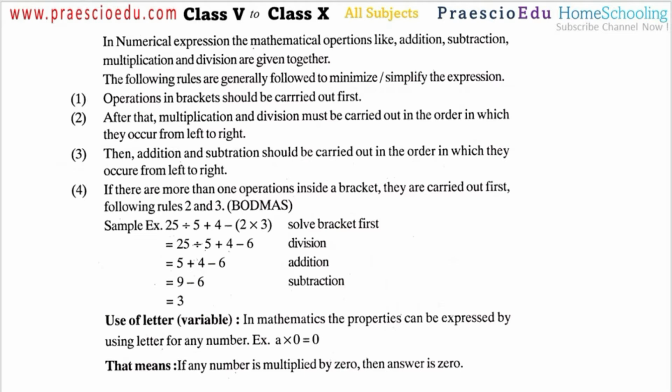Okay, so the numerical expression, or we can say the algebraic expressions. Algebra is a totally numericals, and from the word algebra, this word algebraic expression is formed. So a numerical expression is made of mathematical operations like addition, subtraction, multiplication, and division. As we know, these are the four main operations. So all these four operations get together in one mathematical expression.